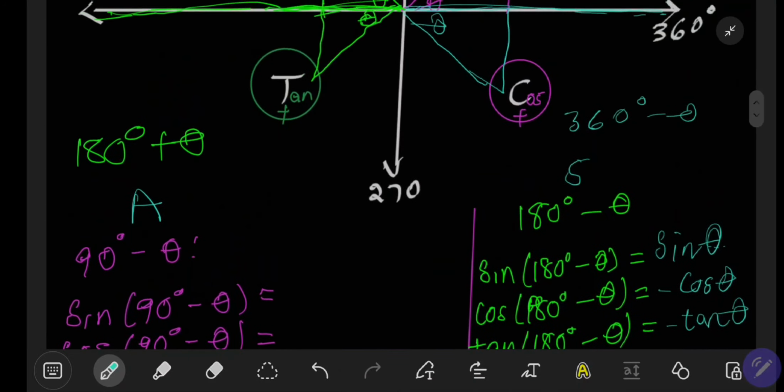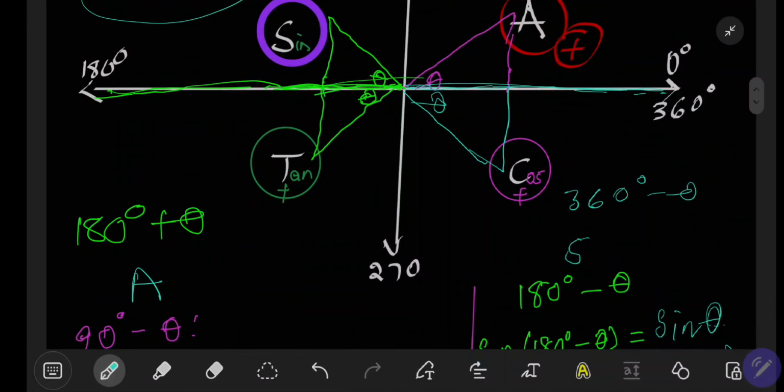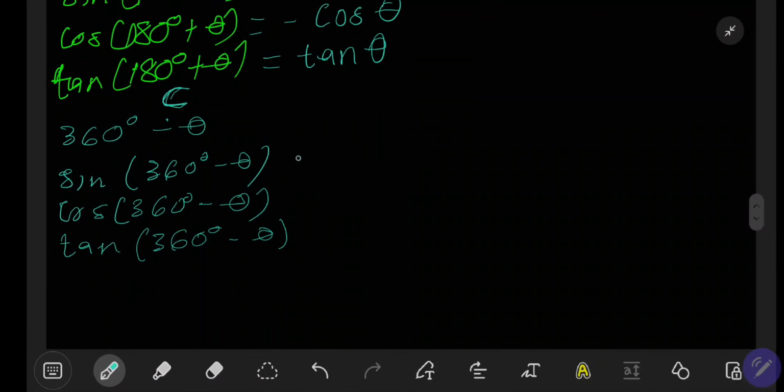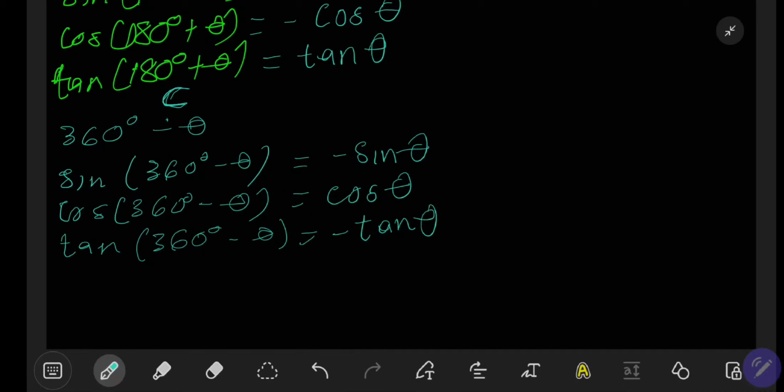Then now we go to the fourth quadrant, which is this one with C. 360 degrees minus theta, this is our reference angle. So when you see this, you know that only cos is positive. Then it means that the sine and the tangent will be negative. So we are going to have negative sine of theta, and then now this will be positive cos theta, then now negative tan of theta.